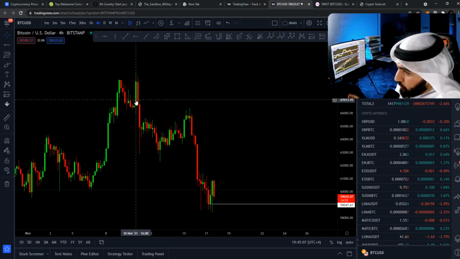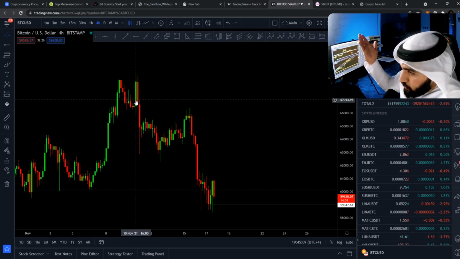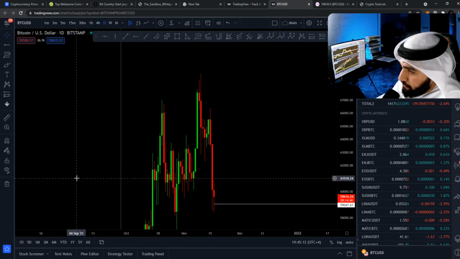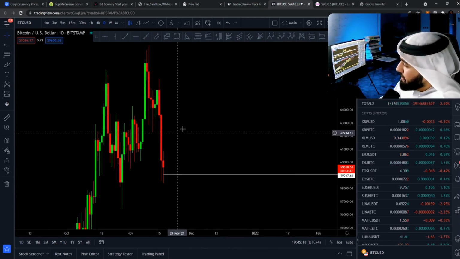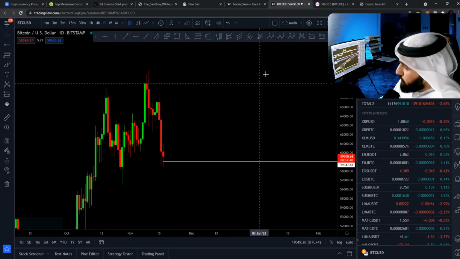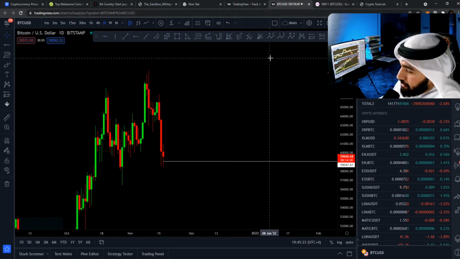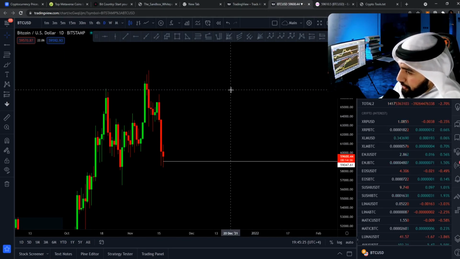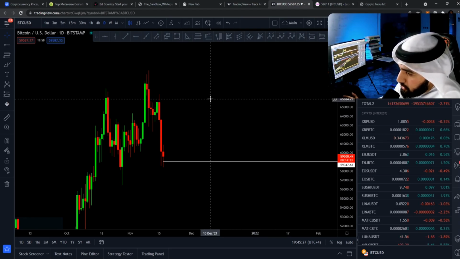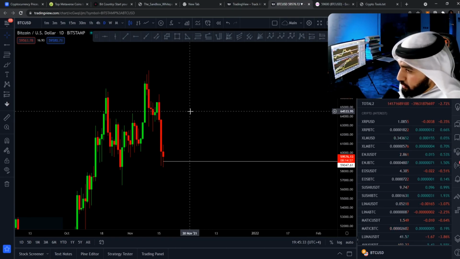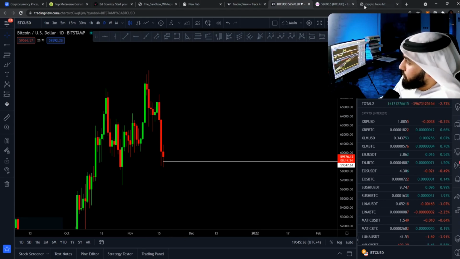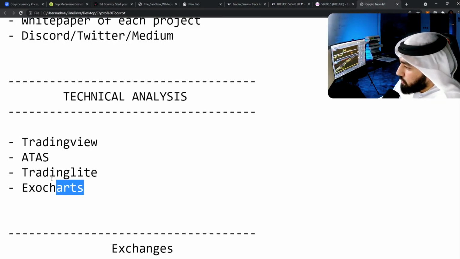Where did it open? Where did it close? What's the highest point it went to in that day, or whatever time frame you have? And what's the lowest point it went to? These are only four pieces of information, which might not give you a very big edge, because everyone is using this information. Anyone trading right now, anyone in the market, anyone investing uses these four pieces of information. So you need that one extra layer, right? This is where these three tools come in.